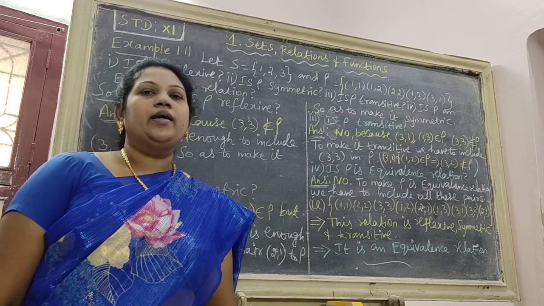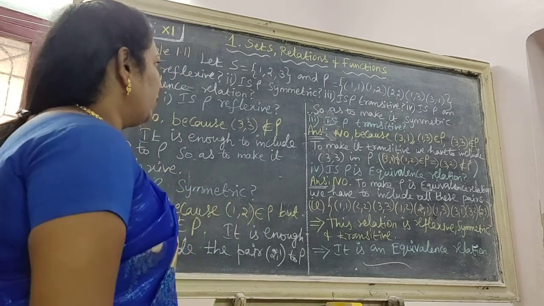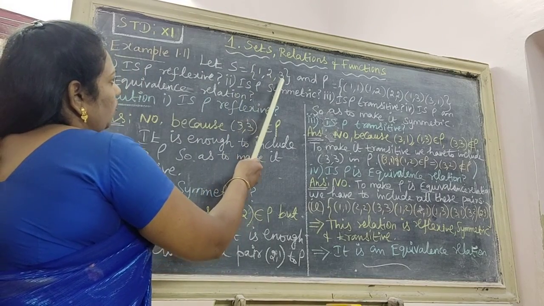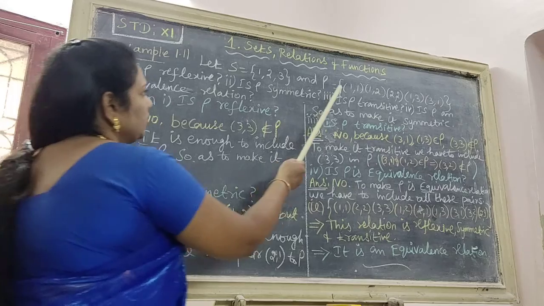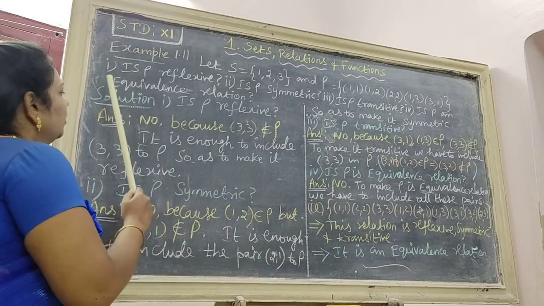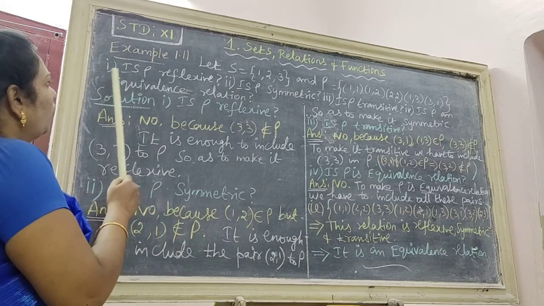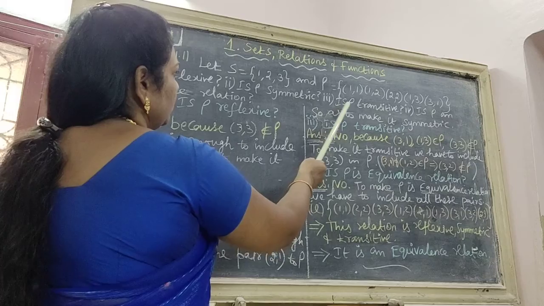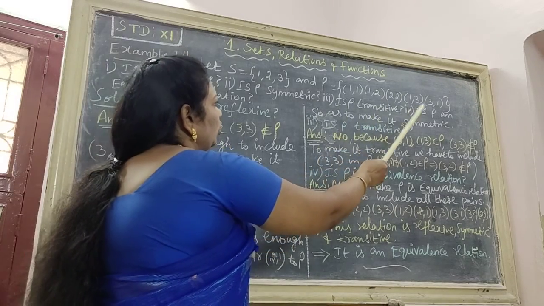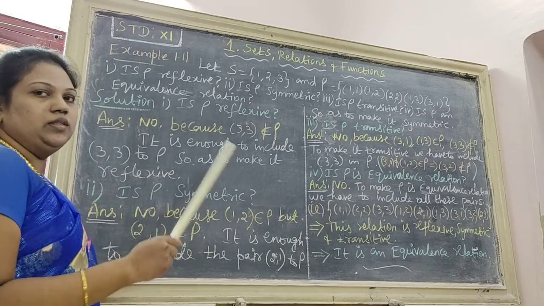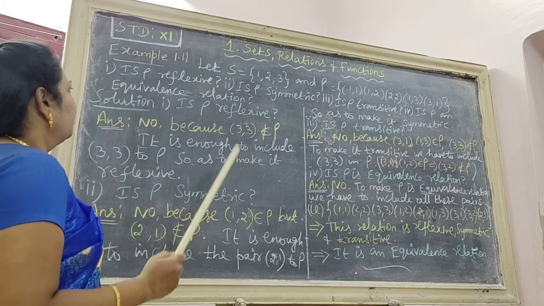First problem, example 1.11. This is a 5 mark question. Let S be the set {1, 2, 3} and ρ be the set {(1,1), (1,2), (2,2), (1,3), (3,1)}. There are 4 questions. Question 1: is ρ reflexive? Second: is ρ symmetric? Third: is ρ transitive? Fourth: is ρ an equivalence relation? Already we know the definitions, so apply them here.